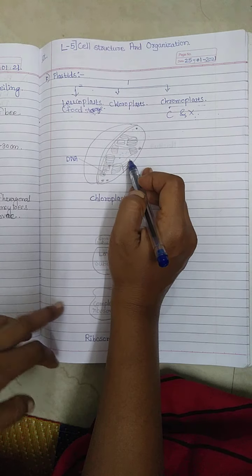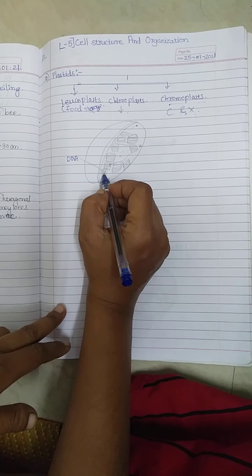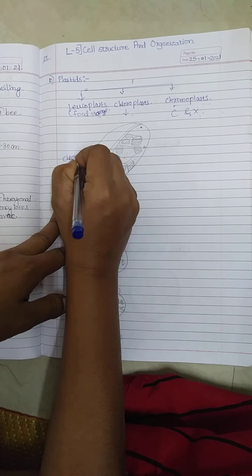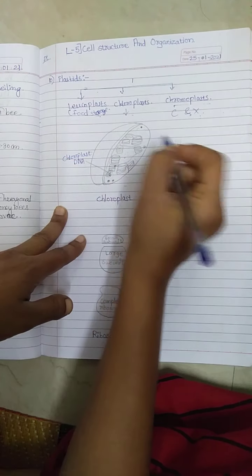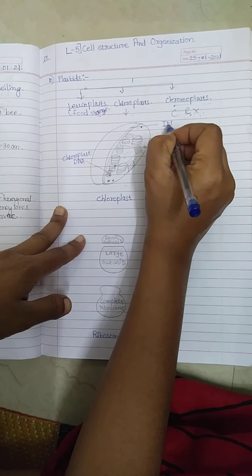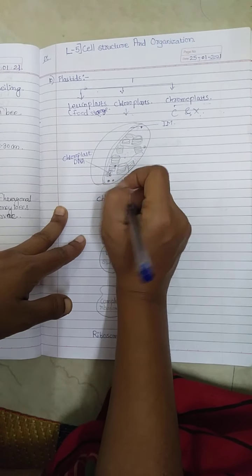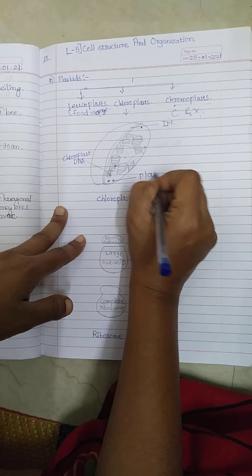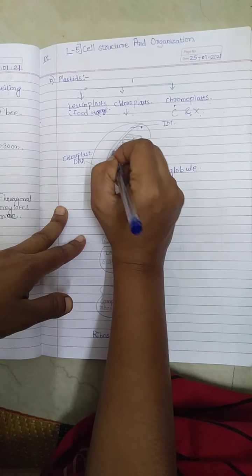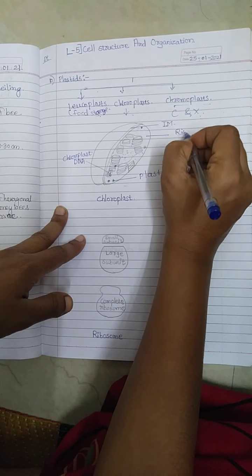Now this is the structure of the chloroplast. Here the thread-like structure is called chloroplast DNA. This one is the internal membrane. These black dot structures are called plastoglobules. And the small red dot here is called a ribosome.